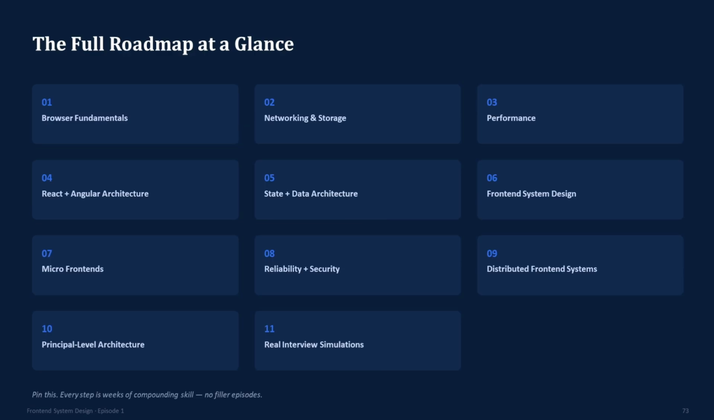So this is the full roadmap, guys. First, we'll see the browser fundamentals, then networking and storage, then performance, then React and Angular architecture. After that, state and data architecture, then front-end system design, micro-frontends, reliability and security, distributed front-end system design, principal level architecture, and real interview simulation.